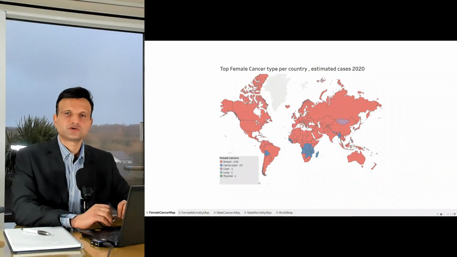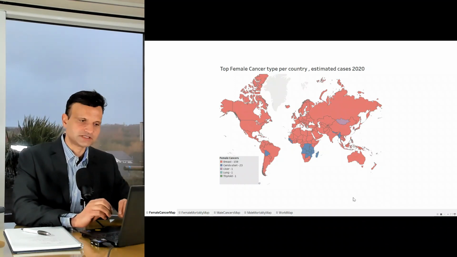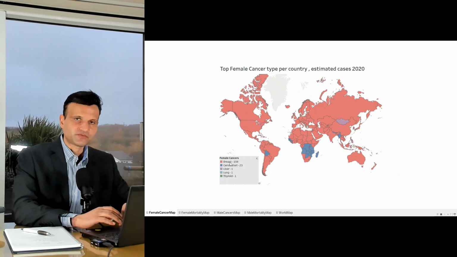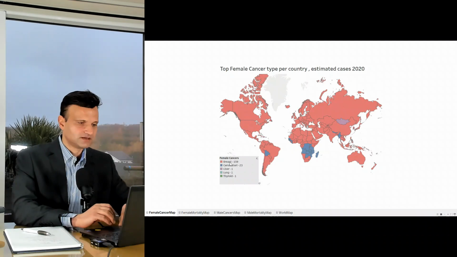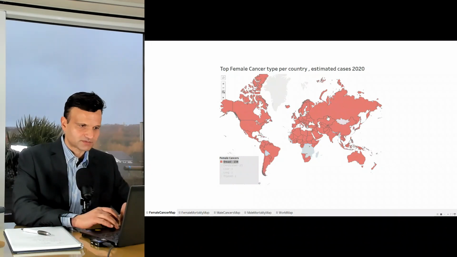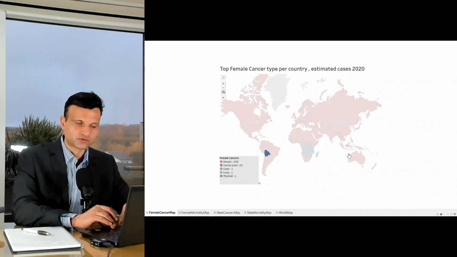Here I am going to show you some figures. The first chart is top female cancer per country. The data is up to 2020. The top of the list is breast cancer. Out of 185 countries, in 159 countries the top of the list is breast cancer. It's most of the Asian continent, Africa, North America, South America, and Oceania.